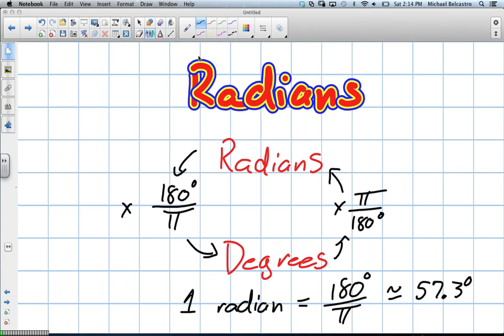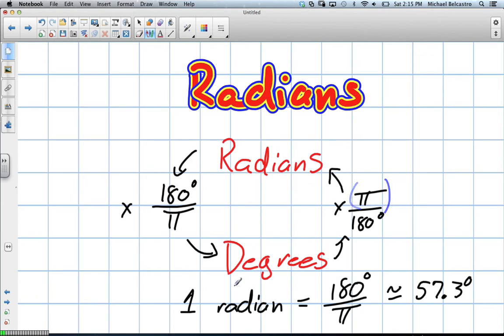Okay, so up to this point, you've really only been working with degrees. We're going to work with something called radians because what we're going to do is refer to rotations around a circle. In other words, pi is going to become very important. The reason pi is important is because it's a value we use to calculate the circumference of a circle.